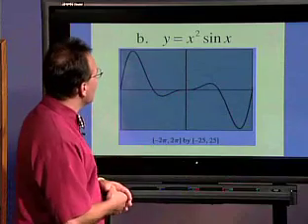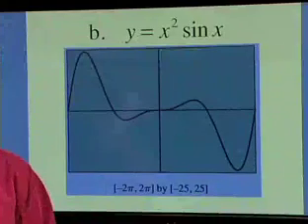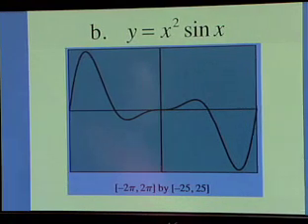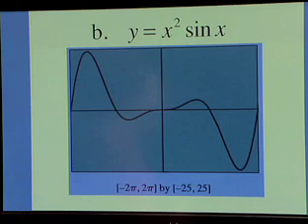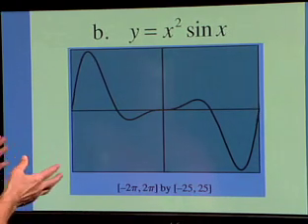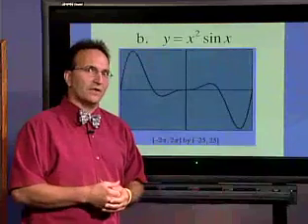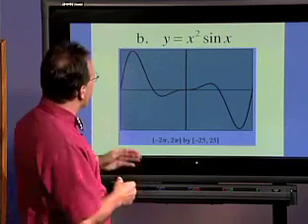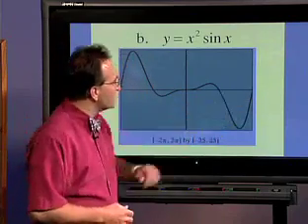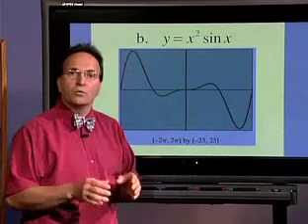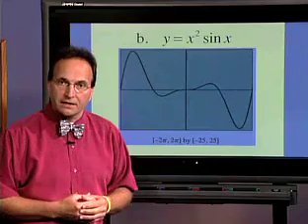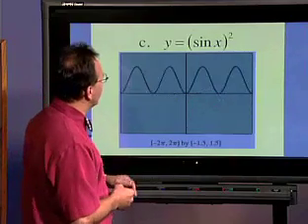Part B, y = x² sin x. And here's the graph that you get when you enter that into the grapher. Again, it's a little bit similar to sin x, at least more so than our last graph, but the x² greatly affects it, because these graphs continue off into their own, and therefore this also is not periodic.